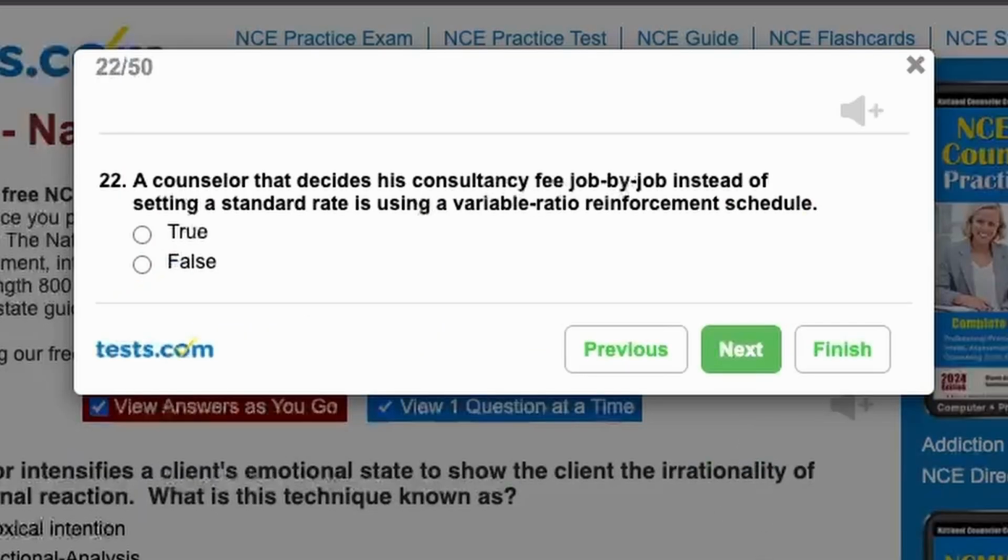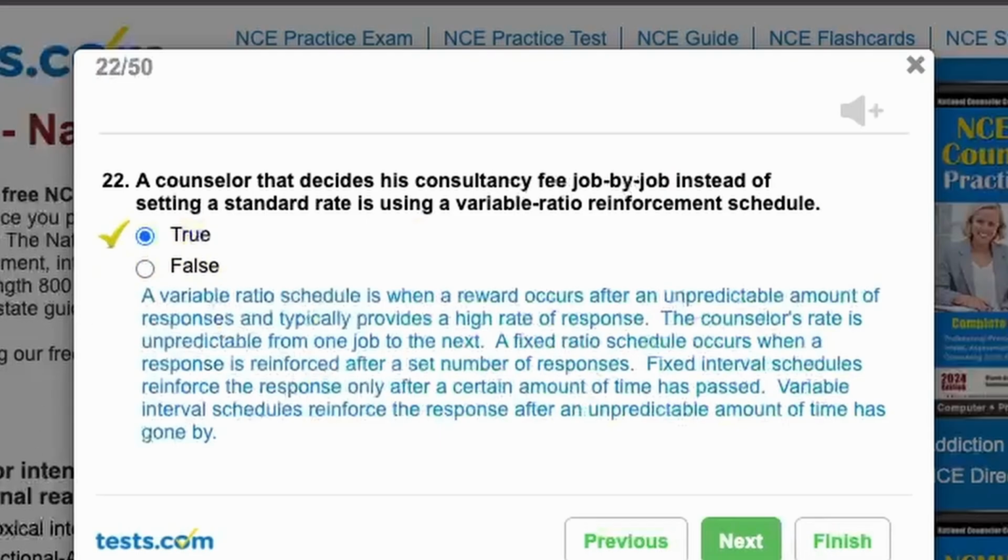A counselor that decides his consultancy fee job by job instead of setting a standard rate is using a variable ratio reinforcement schedule. Is this true or is it false? True. A variable ratio schedule is when a reward occurs after an unpredictable amount of responses and typically provides a high rate of response. The counselor's rate is unpredictable from one job to the next.